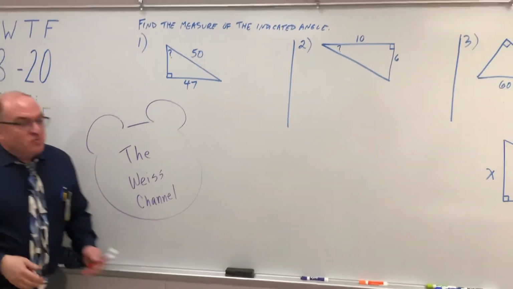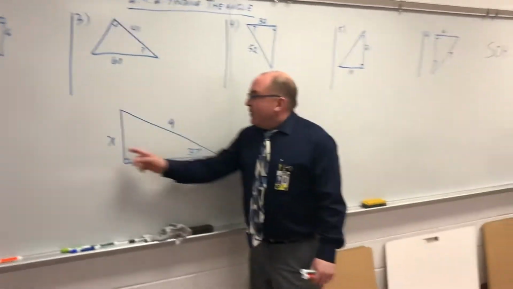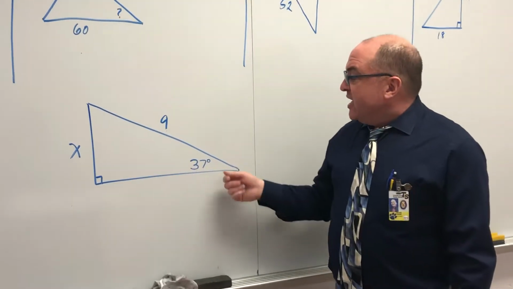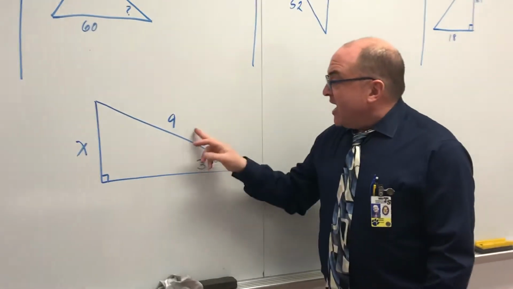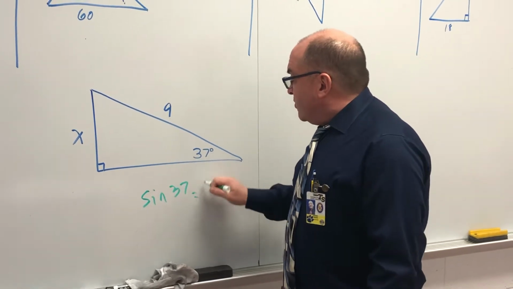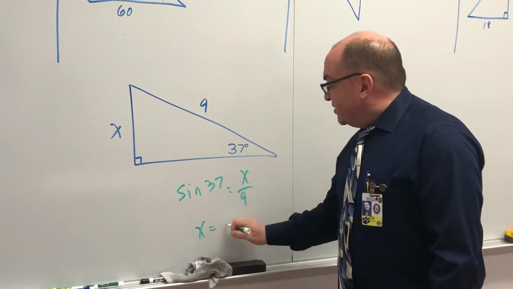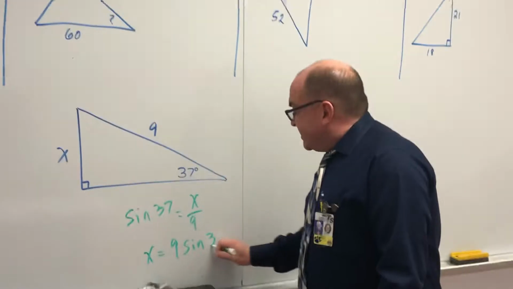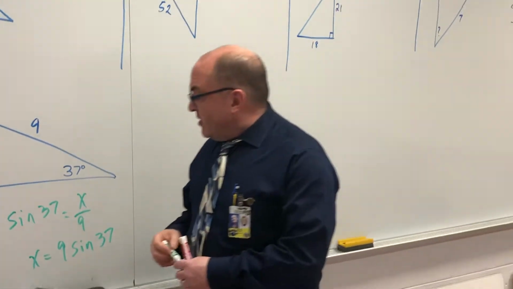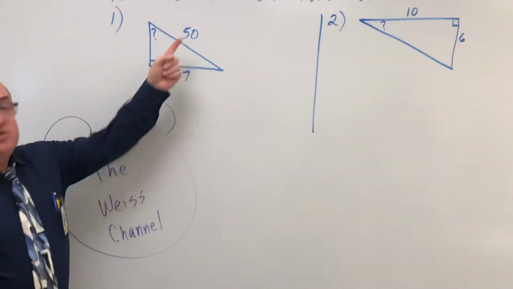Okay, remember last week how we had an angle and we were looking for a side. For example, this is the opposite and this is the hypotenuse. So we said, since this is opposite and hypotenuse, that's sine. So we said, okay, sine 37 equals x over 9, opposite over hypotenuse. So x equals 9 sine 37. And that's how we found the answer to the length here. Today, however, we're going backwards. Today we're going to find the angle given two sides.